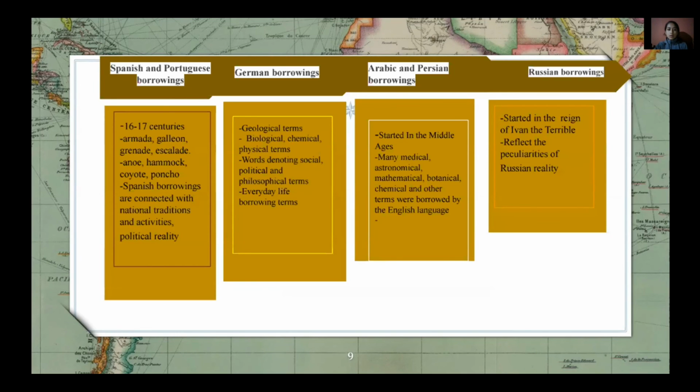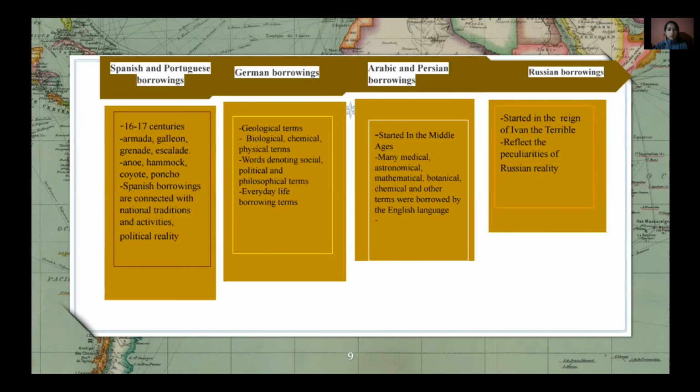Next, we have German borrowings. Starting in the 16th century, the Germans gave the English language a number of geological terms such as zinc, quartz, calcite, cobalt, wolfram, and nickel, and some biological, chemical, physical terms, and terms of other sciences. German borrowings are words denoting social, political, and philosophical terms like objective, determinism, intuition, dialectic, and transcendental.